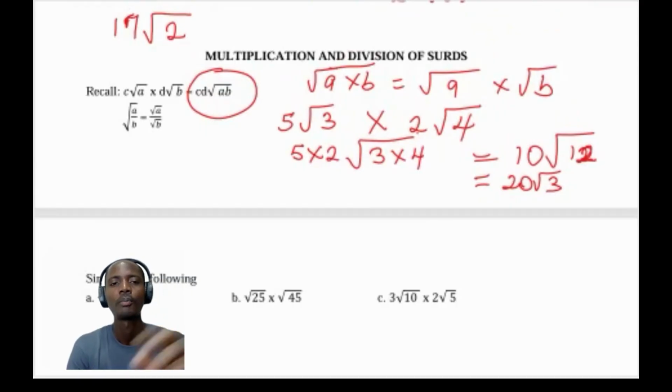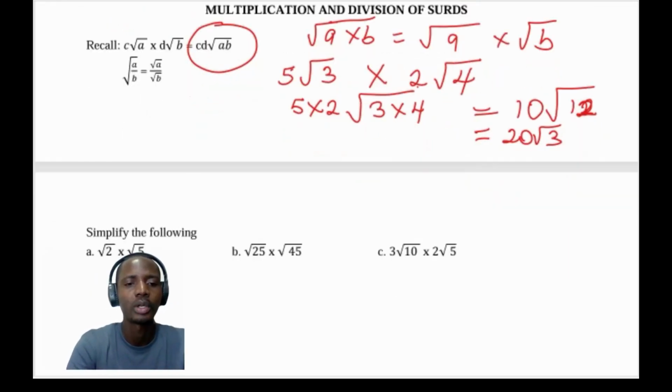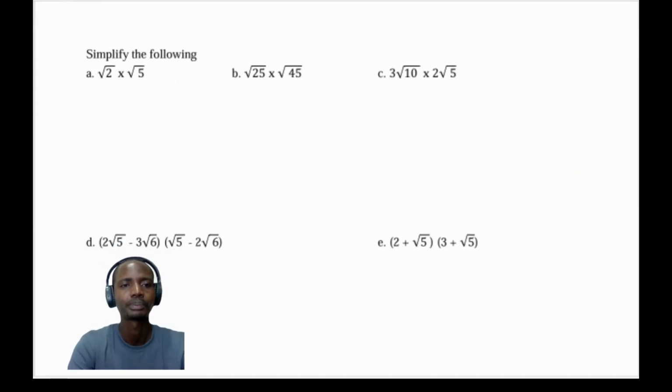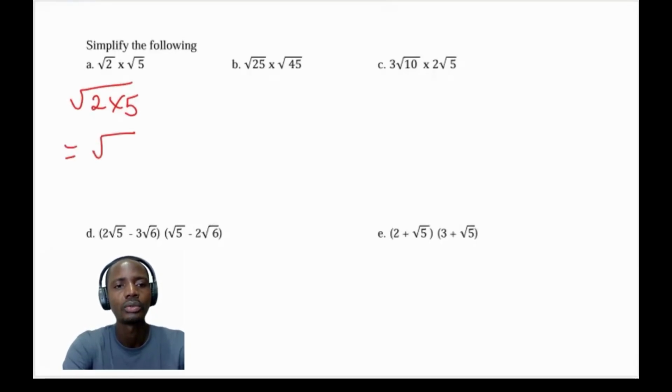Okay, so that's for the multiplication. And we also dealt with the case of the division. So let's solve problems. Let's simplify the following. Root 2 times root 5. So that gives us root 2 times 5, which is equal to root 10. So that was quite simple.